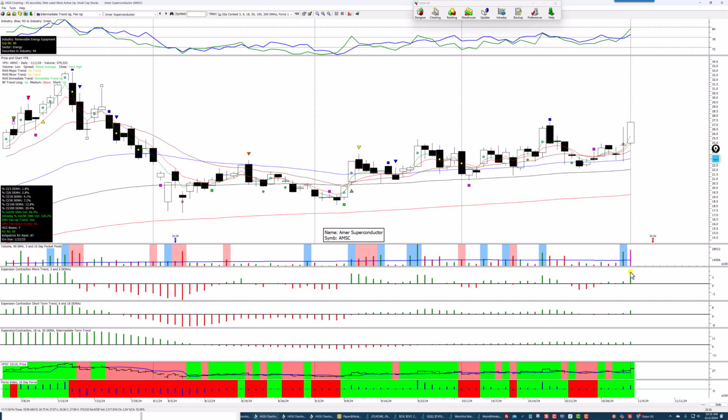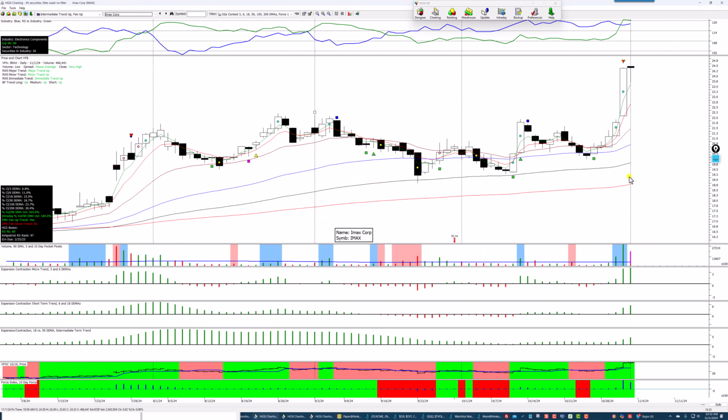One more stock. I'll just grab something here. Let's max. IMAX, the fan is up. It's been going up for several days. Look at this pocket pivot volume. The 3 is above the 6. 6 is above the 18. And the 18 is above the 50.